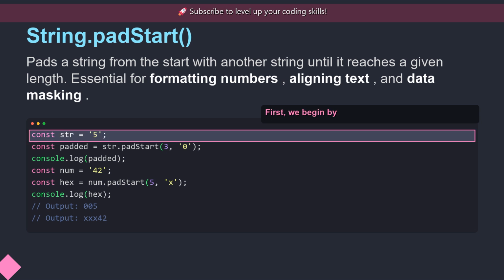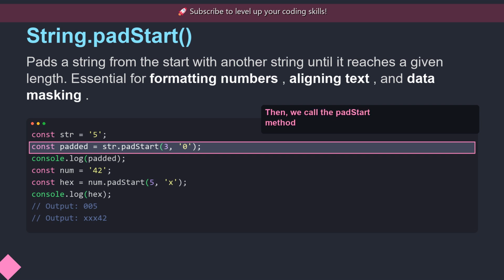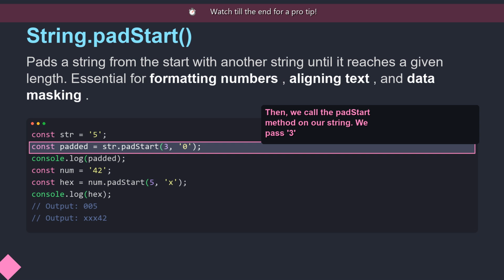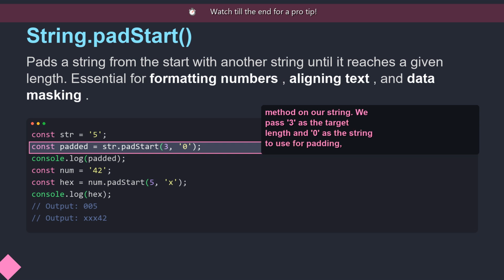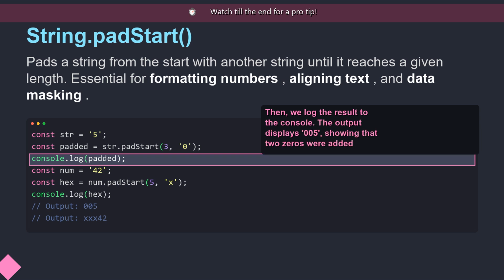First, we begin by declaring a constant variable named str and assigning it the string value of 5. This represents a single digit that we want to format. Then, we call the .padStart method on our string. We pass 3 as the target length and 0 as the string to use for padding, filling the gap with zeros. Then, we log the result to the console. The output displays 005, showing that 2 zeros were added to the beginning of the original string.